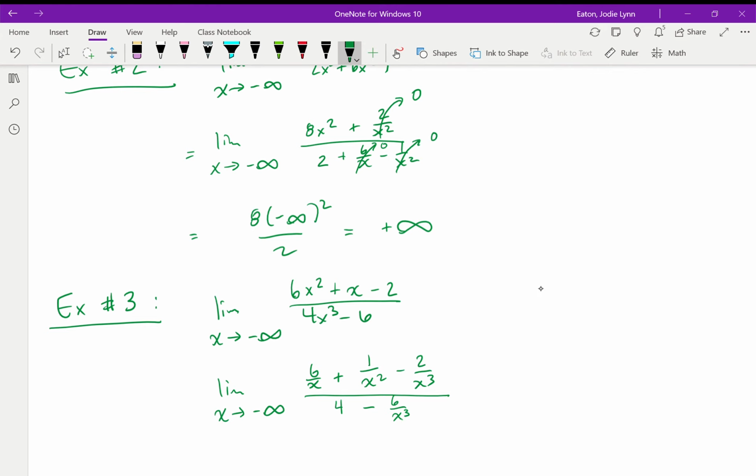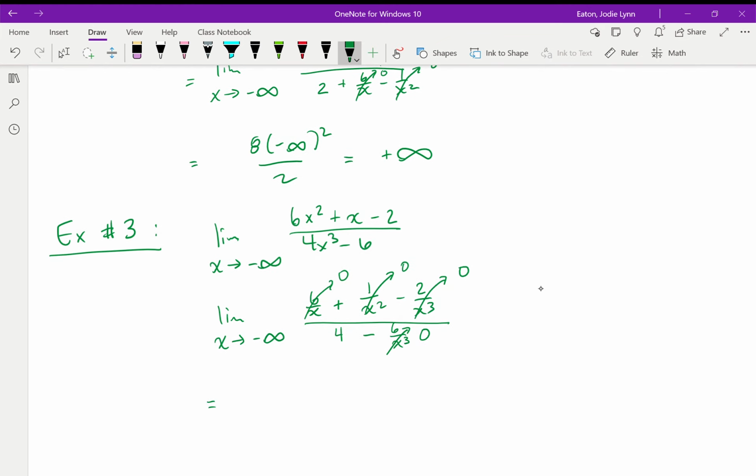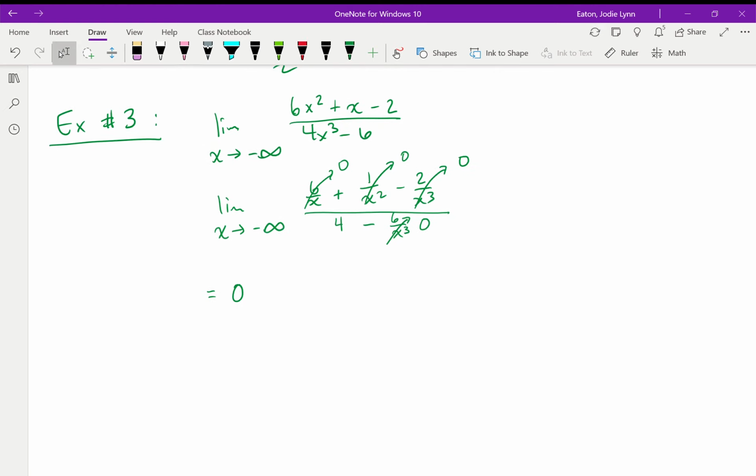So what we have is everything with an x in the denominator goes to 0. So that means our whole numerator is going to 0, and in our denominator, that piece is going to 0. So we end up with 0 over 4. So this is just equal to 0, because we have a numerator that is equal to 0. And that, as you can see, will always happen when the highest power in the denominator is higher than any of the powers in the numerator. Let's look at an example where they're the same, just to see what happens there.